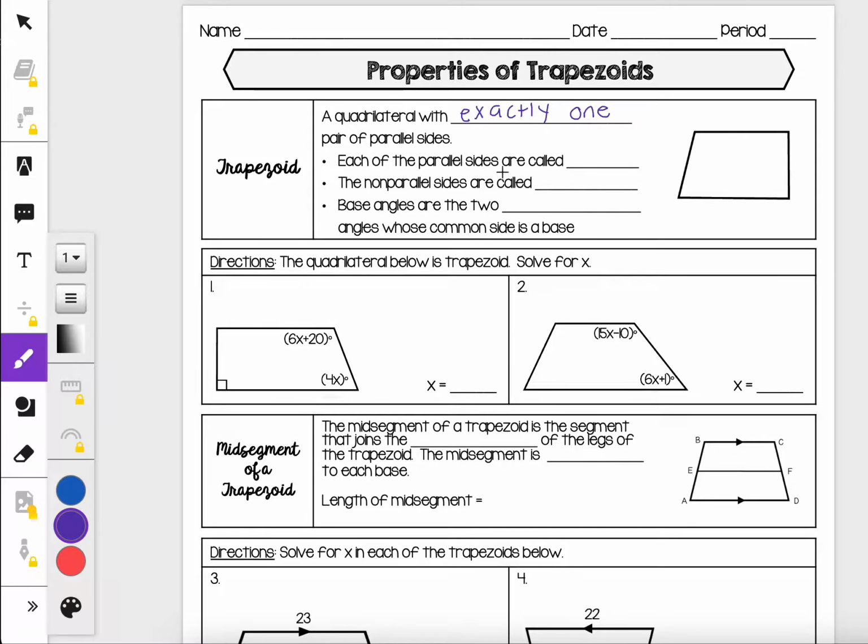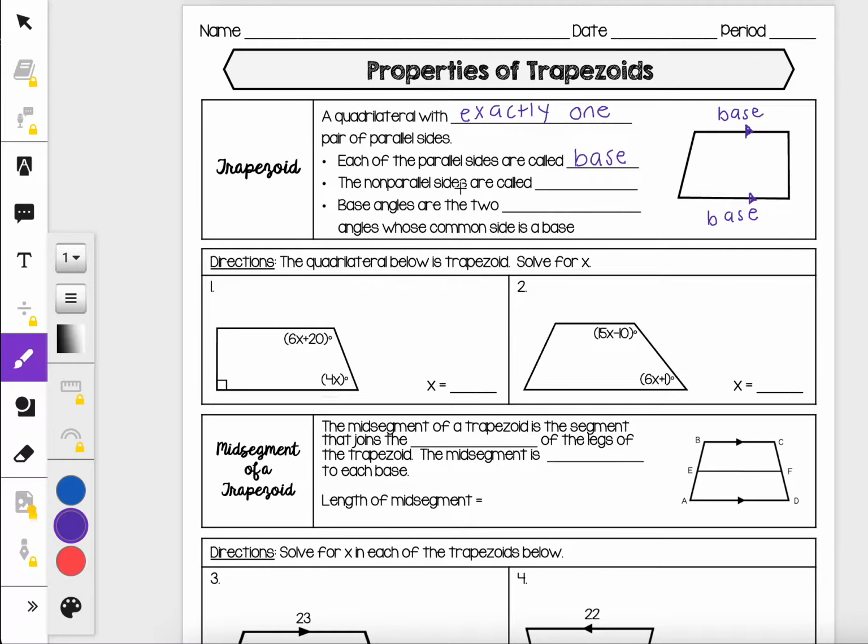So the parallelograms that we've been talking about have exactly two pairs of parallel sides. Here our trapezoids only have one. All right, so in this example here, we have this top side and the bottom side. Those are going to be parallel. Now, each of those parallel sides are going to be called bases. So we have a base on the top here and a base on the bottom.